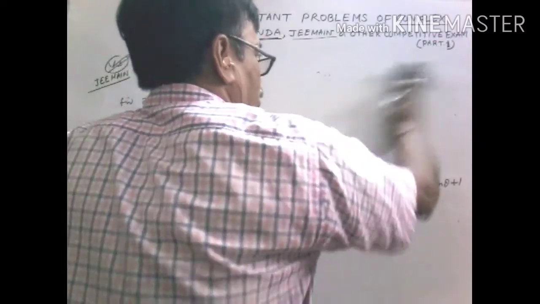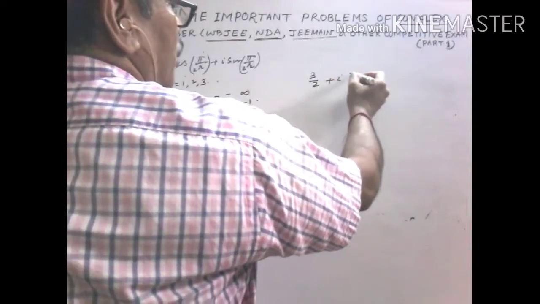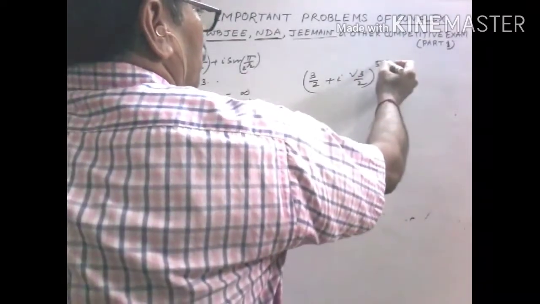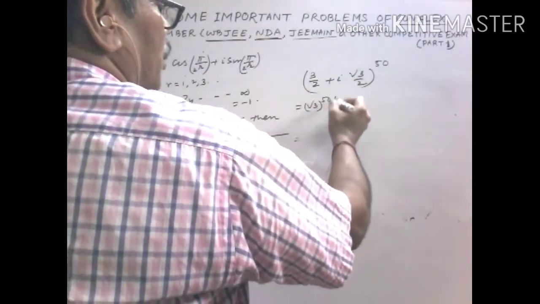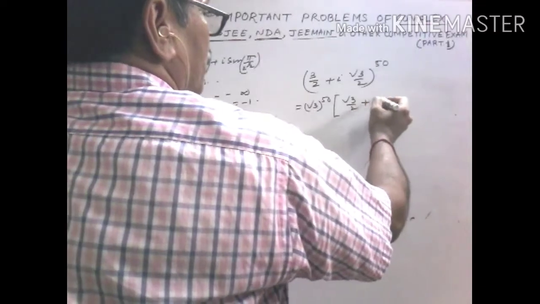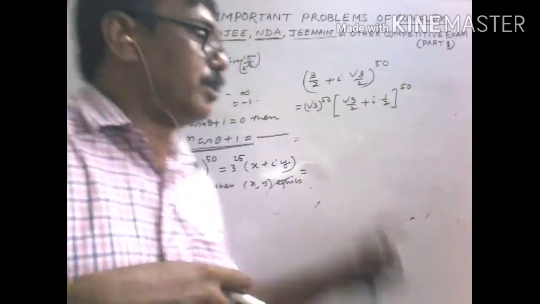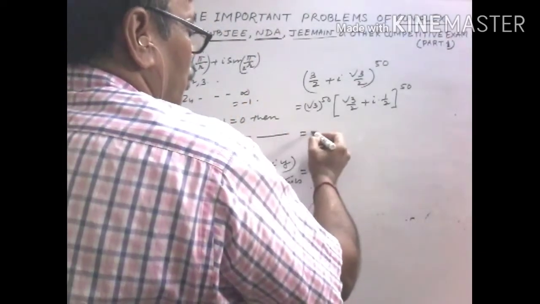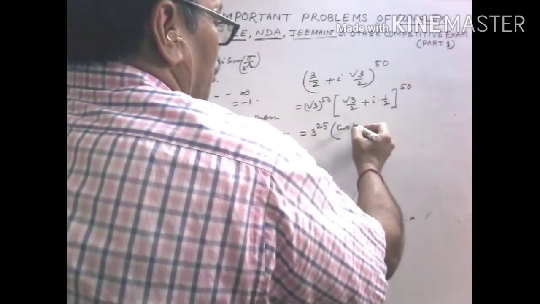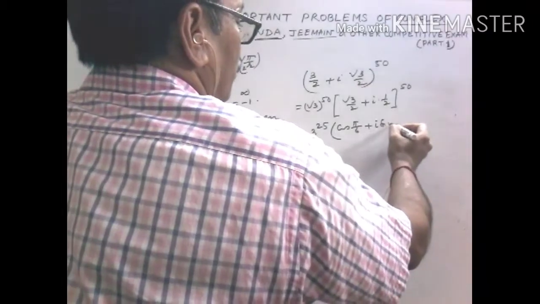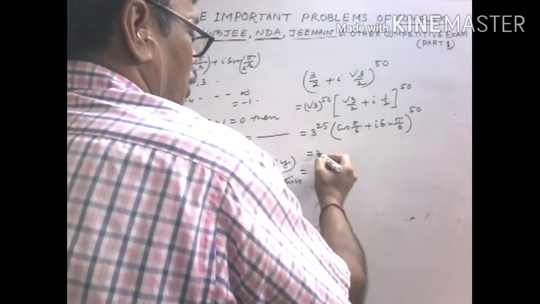Now we consider problem number 26. So look, 3 by 2 plus i into root 3 by 2 whole to the power 50. So if we take root 3 common, so root 3 to the power 50. So this is root 3 by 2, this is i into half, whole to the power 50. Now we want to express this complex number in terms of polar form. So this is 3 to the power 25, cos pi by 6 plus i sin pi by 6 whole to the power 50.